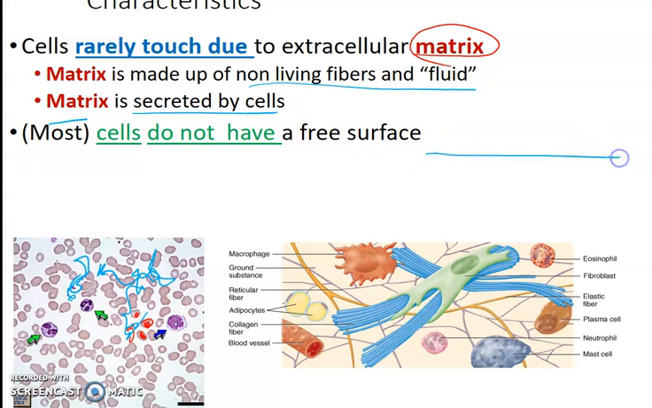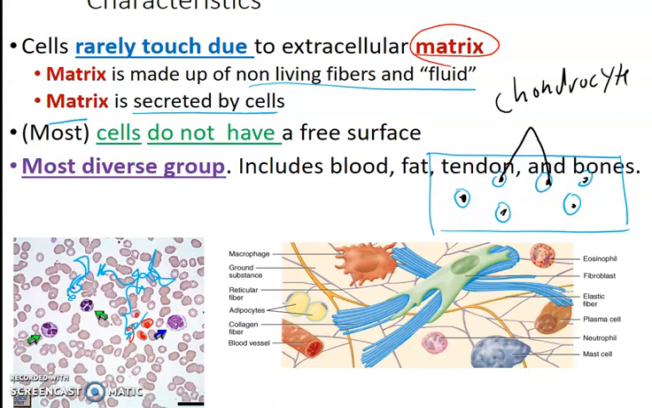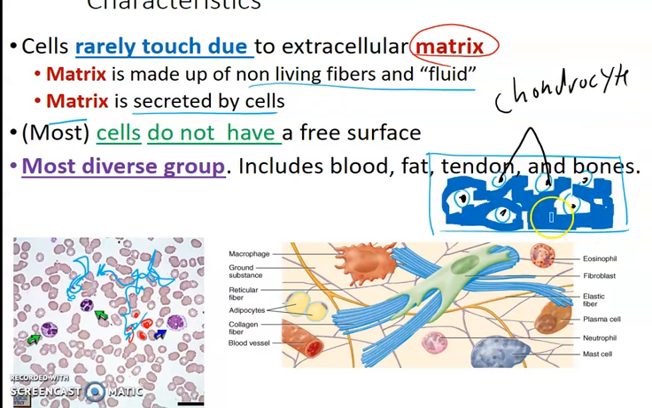So I am going to draw a cartilage called hyaline cartilage, and you have these little cavities called lacunae, and they have chondrocytes in them. Those are cartilage cells, and all this out here is the matrix. So all of this blue, the highlighter tool really did not like me here, would be the matrix. So cells do not have a free surface, and it's the most diverse group.